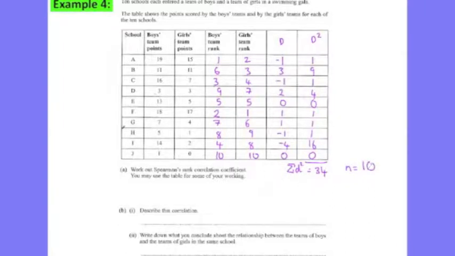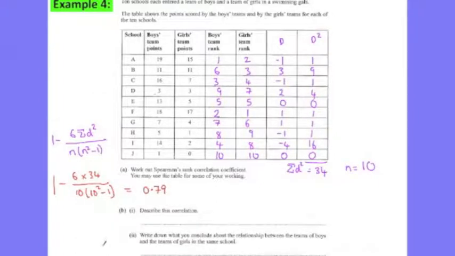Now, looking at your formula book, we're told that the Spearman's rank correlation coefficient is calculated by 1 subtract 6 multiplied by the sum of d squared, all divided by n, brackets n squared minus 1. So we're going to take our values now and substitute them in. Again, show all of our working out. 1 subtract 6 times 34 divided by 10 bracket 10 squared subtract 1. Working all of that out, we get a value of 0.79.